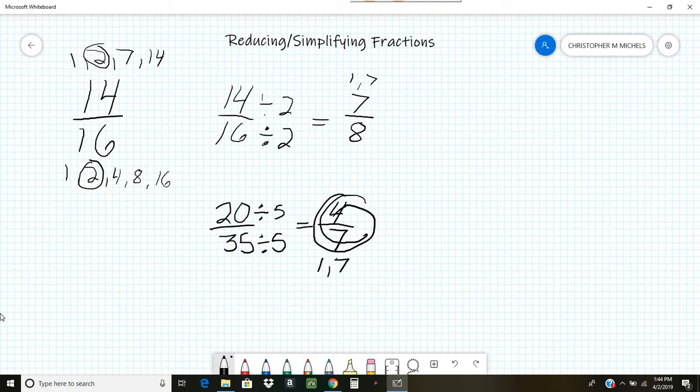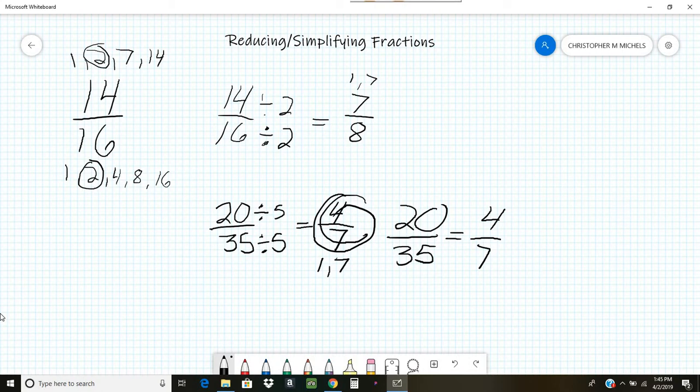But the important thing to realize here is that 14 sixteenths and 7/8 are the same thing, just as 20 35ths and 4/7 are the same thing. What you've got to realize is, again, we're not changing the value of these fractions, we're just reducing the amounts to have an easier fraction to deal with, because if you have the choice of working with 14 sixteenths or 7/8, I'm going to pick 7/8 because 7/8 is easier to work with.